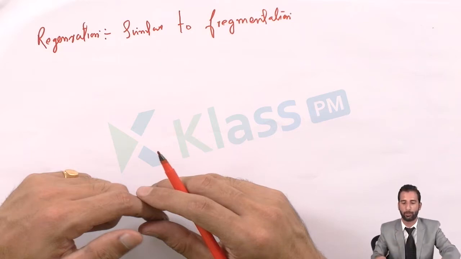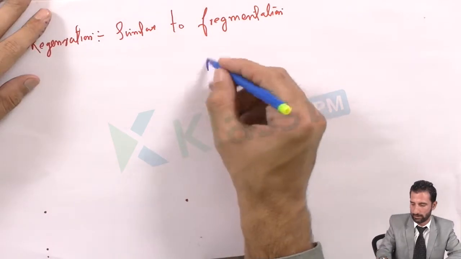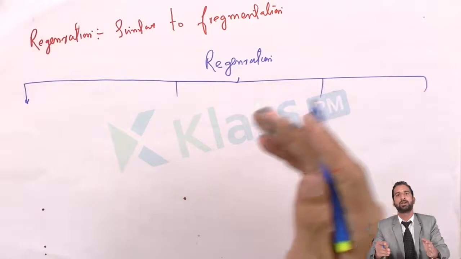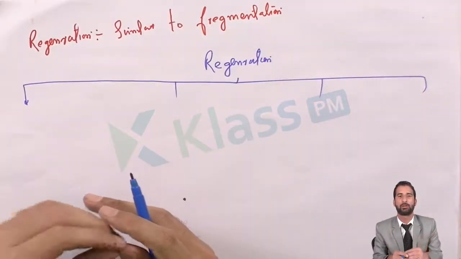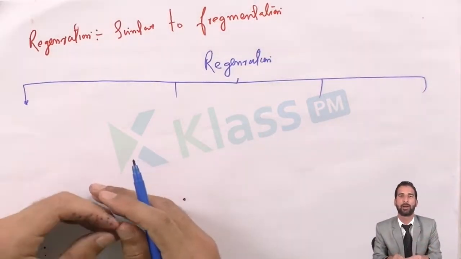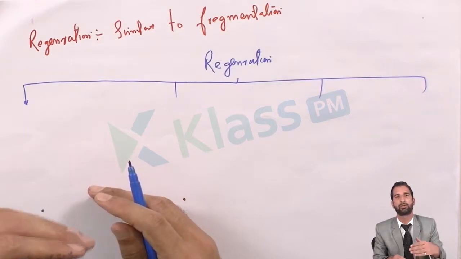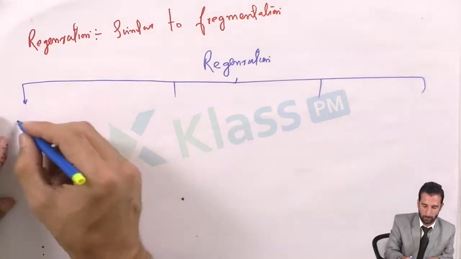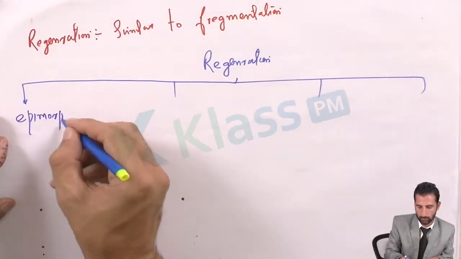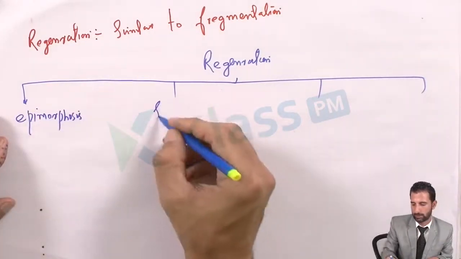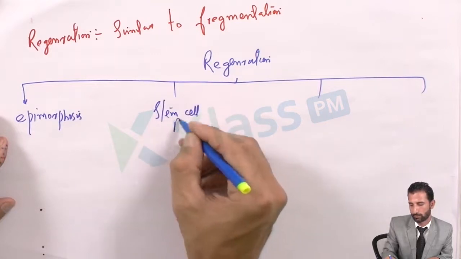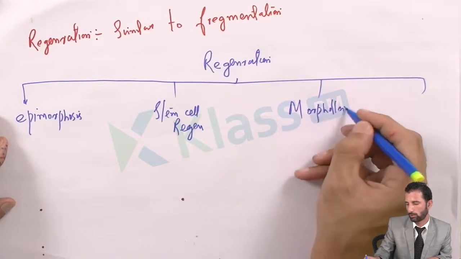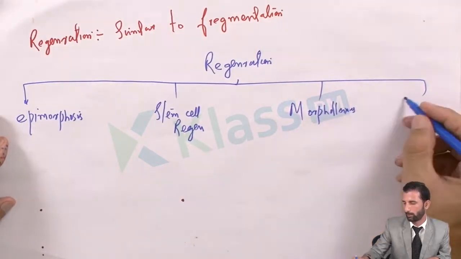Actually, regeneration is of 4 types. Let's see what regeneration is and how it occurs. Regeneration is when a part of the original body is detached from its parent and has the ability to grow into a complete new organism. This regeneration may be epimorphosis, stem cell regeneration, morphallaxis, or compensatory.